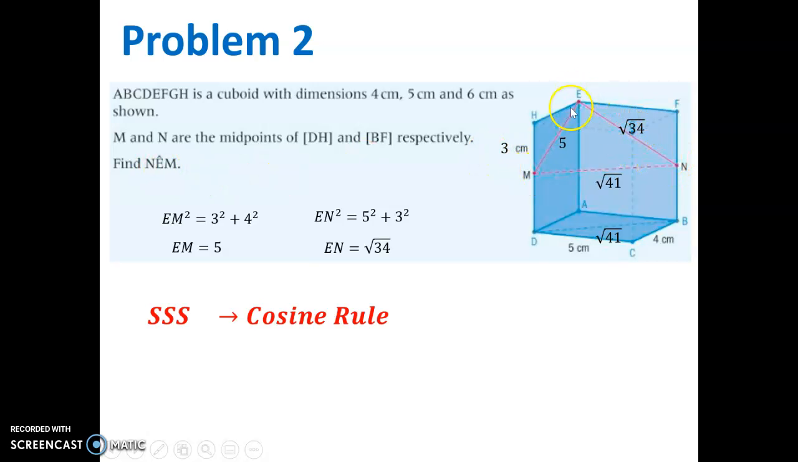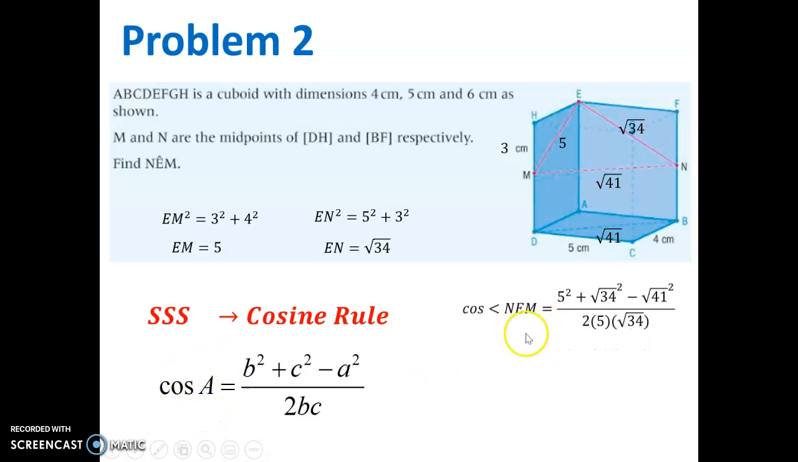So here's NEM. Let's use cosine rule there. Can you set it up? Try it out. Okay, we're going to use the form of cosine rule. We're looking for an angle, so it looks like this. Put in everything you know. If we're looking for this angle, then the side that goes here in the cosine rule is the side across from that. So root of 41 squared goes here, minus that. And the other two sides here are your 5 and your root of 34 here and here.